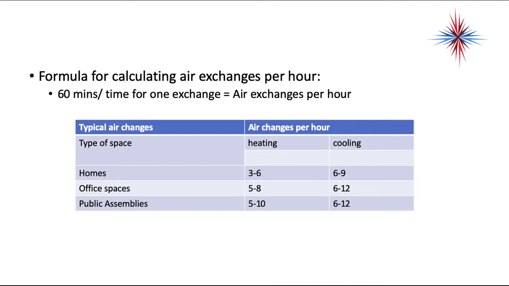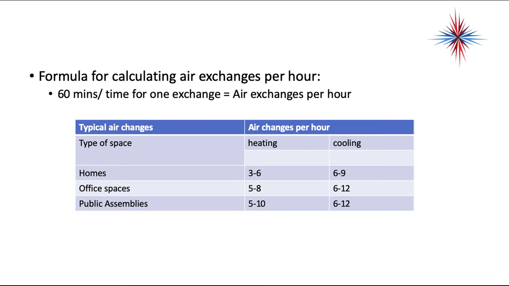So this is a chart that's out of our code books. Again, formula for calculating air exchange rates per hour: 60 minutes divided by time for one exchange equals air exchange rates per hour. So a type of space would be like a home, office, or public assemblies. If we're in heating mode for houses, we want 3 to 6 air exchanges per hour. Office spaces, we want 5 to 8. Public assembly areas, we want 5 to 10. This is usually based on the amount of people.